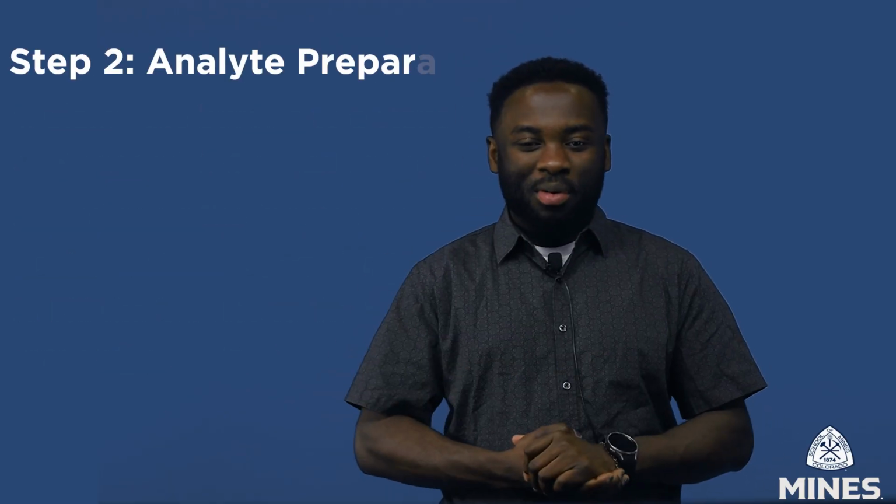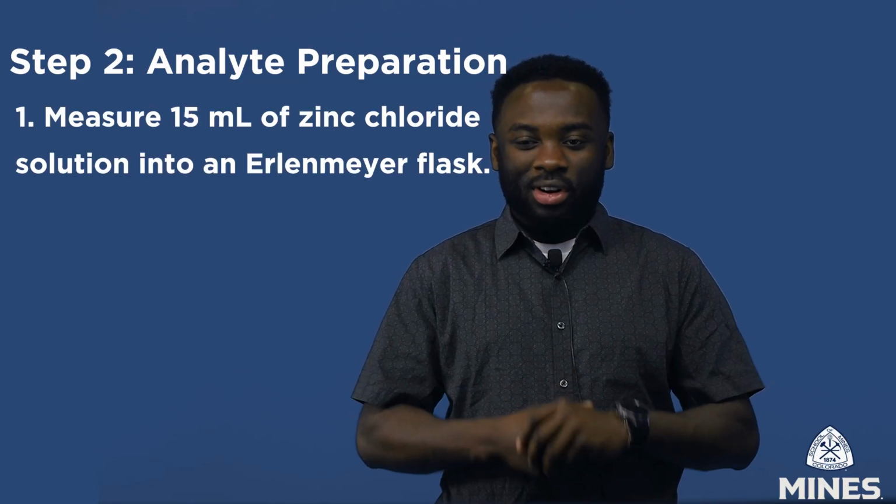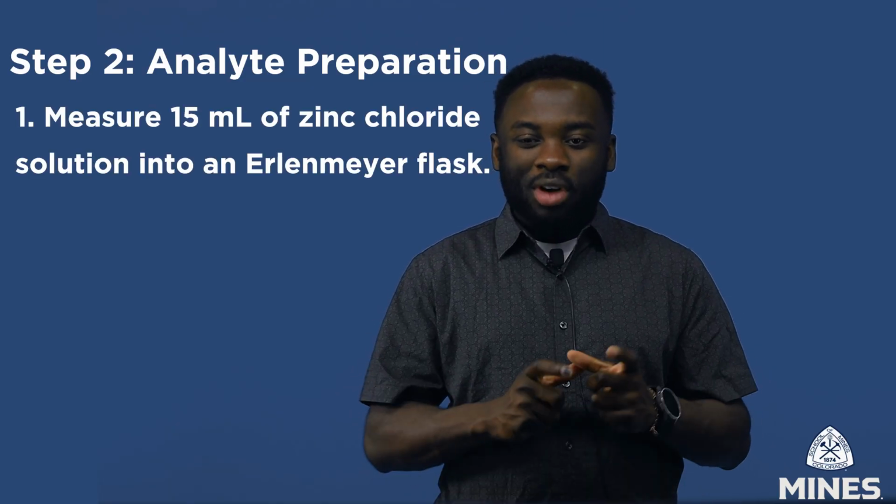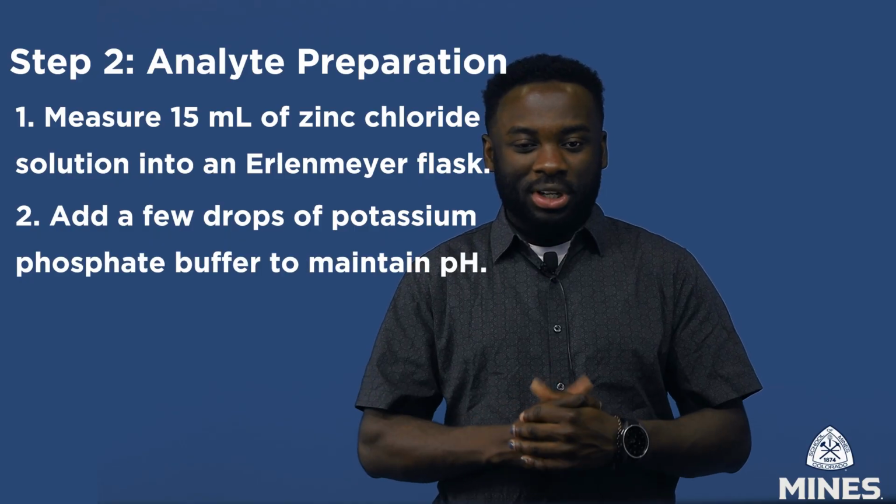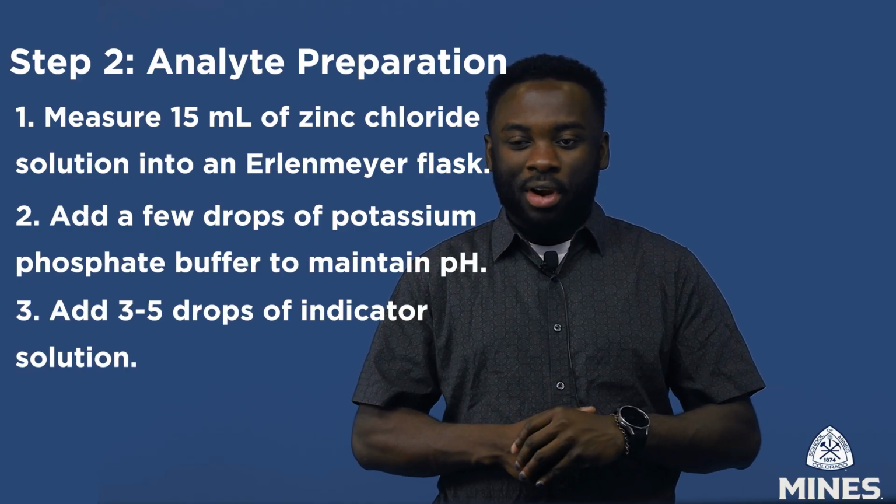Step 2, analyte preparation. Measure 15 ml of zinc chloride solution into the Erlenmeyer flask. Add a few drops of potassium phosphate buffer to maintain pH. Add 3 to 5 drops of Eriochrome Black T indicator solution.